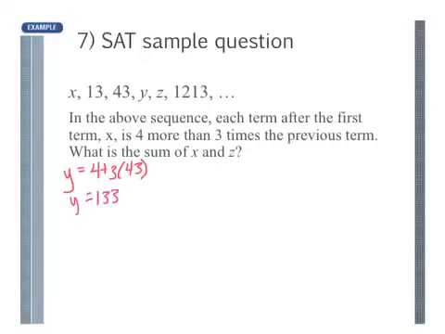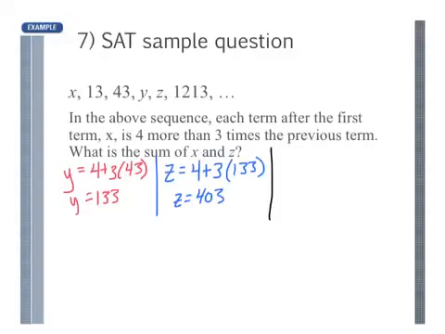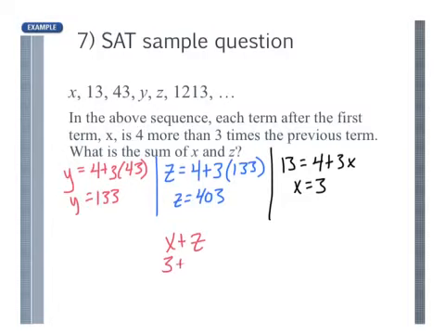Then it's going to be pretty easy to calculate z, because z is going to be 4 more than 3 times its previous number, which we just figured out is 133. So z is going to be 403. Now for x, we know that 13 is going to be 4 more than 3 times its previous number, which is x. So you can calculate that x is going to be 3. Then you want to make sure you're answering the question, because they want to know what's the sum of x and z. So x plus z is 3 plus 403, so that's 406.